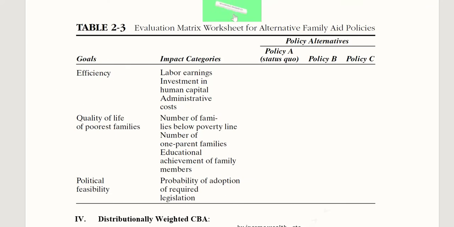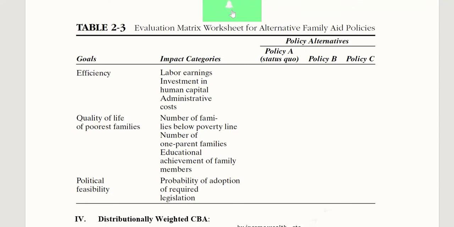Now the other is quality of life of the poorest family. This is beyond the efficiency thing. It is from the social point of view that we are considering the number of families below the poverty line. These are the poor people that we want to consider. We also want to consider the one parent families. We also want to consider the educational achievements of the family members. So you see, these are familial variables and they are more from the social point of view.